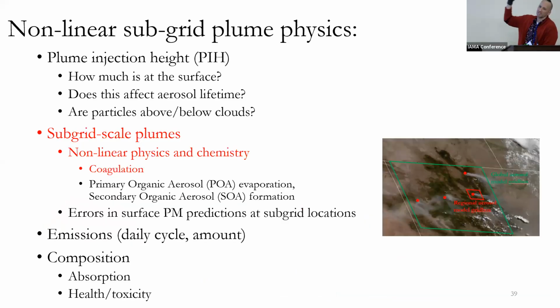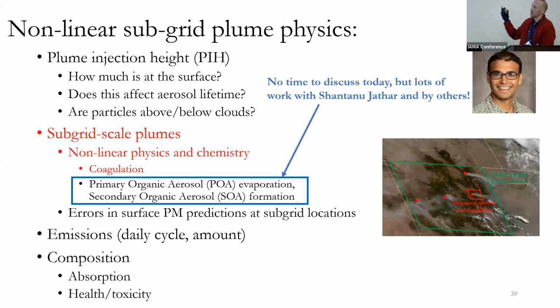All right, so now talking about this subgrid issue. Anything where there's nonlinear physics and chemistry that depends on smoke concentrations, you're going to get a different answer if you change your smoke concentrations for whatever reason. I'm going to focus on coagulation today for time, but I do want to give a shout out to Shantanu Jathar. Shantanu and I have worked together quite a bit on trying to understand how smoke dilution affects primary organic aerosol evaporation and secondary organic aerosol formation. There are many other people working on this too, including people in this room. This is super important as well, I just don't have time to talk about it, but we're happy to talk about it offline if you're interested.